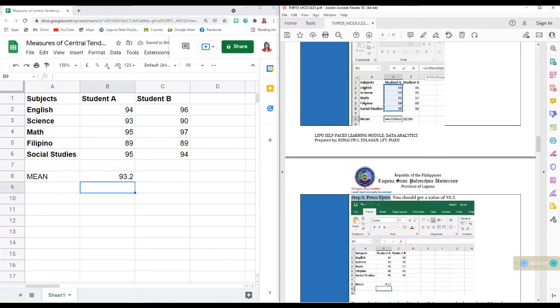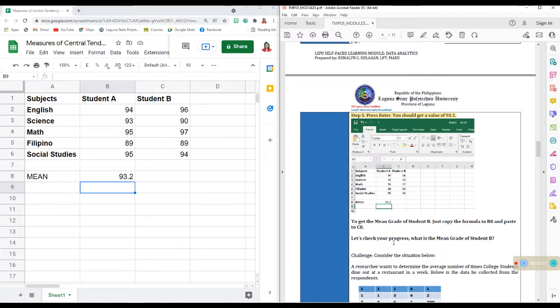Okay. So, ito lang yon. Step 5. Press enter. You should get the value 93.2. So, check nga natin kung 93.2 nga yung nakuha natin. Yes, 93.2 yung nakuha natin. Okay, so the average of student A is 93.2.